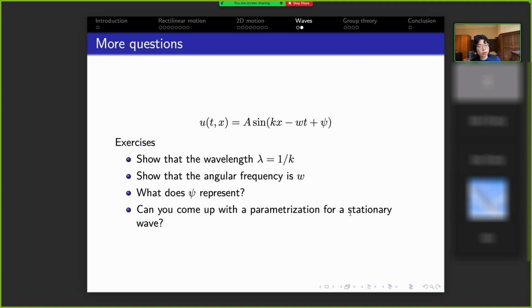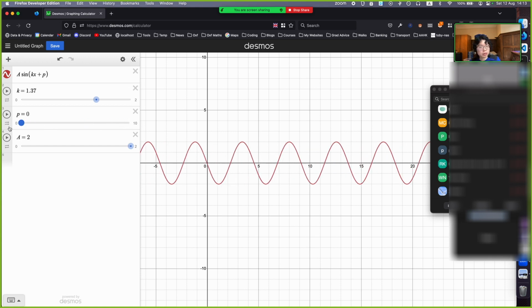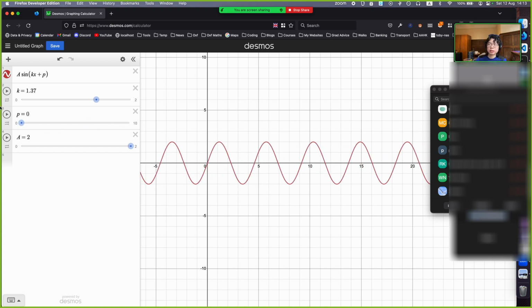And also, what about stationary waves? Can you think about how you describe stationary waves? Because in here we've described traveling waves. What about stationary waves? How would you parameterize that kind of behavior?